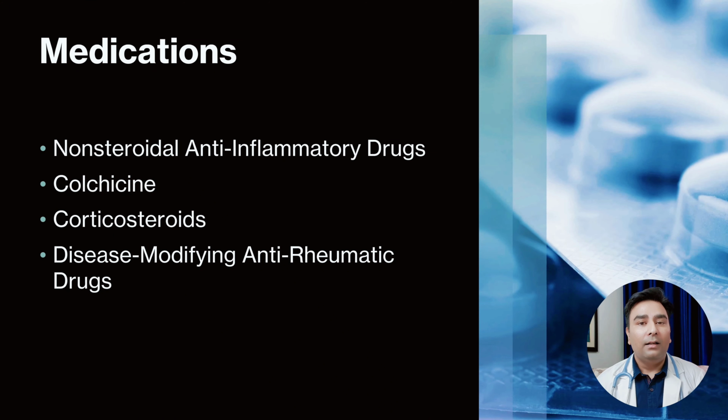Medications. Non-steroidal anti-inflammatory drugs, NSAIDs. These medications are commonly prescribed to reduce pain and inflammation during the acute attacks of CPPD disease. Colchicine. This medication, often used for both acute and prophylactic treatment, can help reduce the frequency and severity of the attacks. Corticosteroids. In cases of severe pain and inflammation, corticosteroids may be injected directly into the affected joint to provide relief.